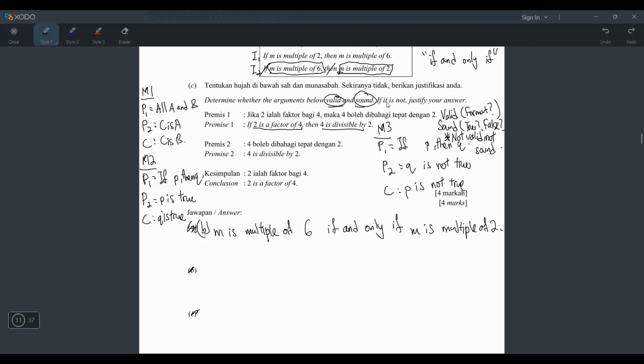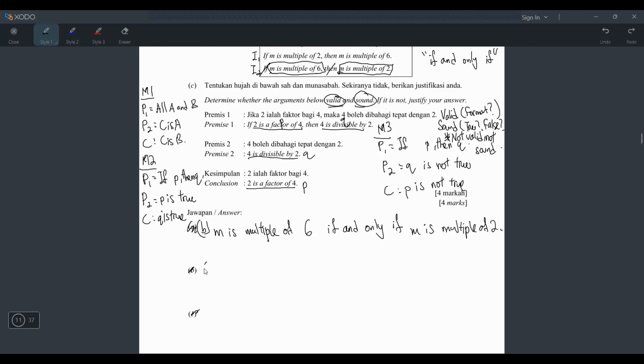Okay, now let's read the question. If 2 is a factor of 4, then 4 is divisible by 2. So definitely it is model 2 or model 3, right? So this is the P, this is the Q. If you look at this, they mention P or mention Q. 4 is divisible by 2. Okay, they mention Q, right? And this one, 2 is a factor of 4, they mention P.